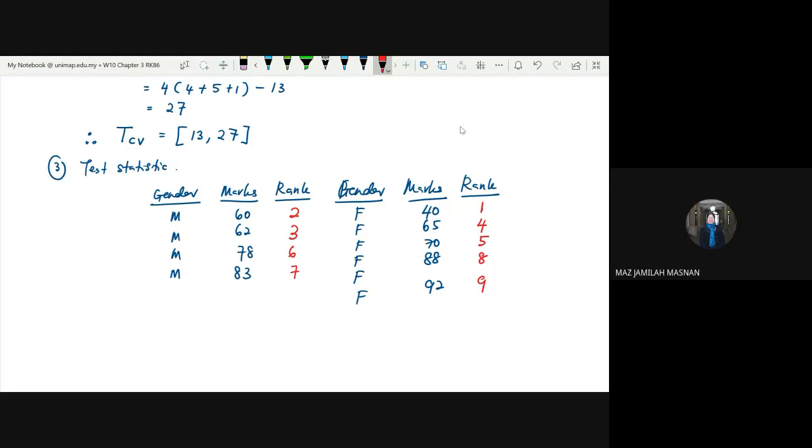Now, if all the data values have no similarity, what if suddenly you get a similar value? For example, if I erase this, let's say you have here 40.